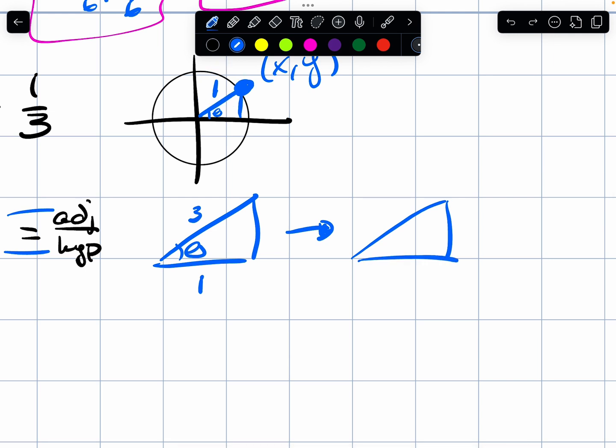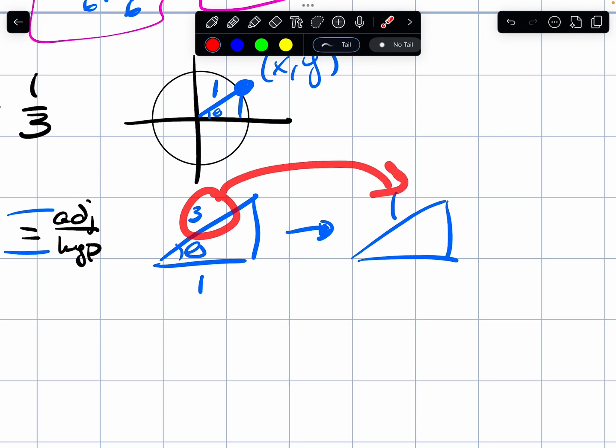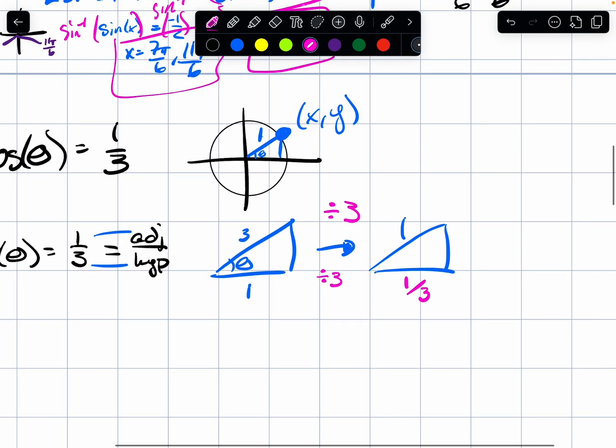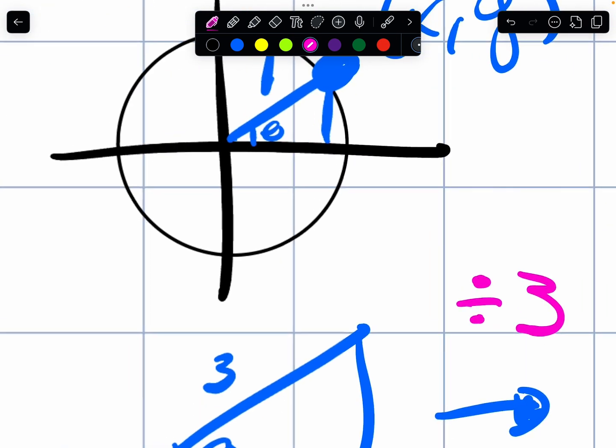So it tells us that our hypotenuse is 1. So I've got to think, what math do I have to do to get from here to here? Well, we can see that I divide by 3. So I need to divide by 3 here as well. So 1 divided by 3, as we know, is 1/3. So in this triangle, my x value, this bottom part, is 1/3.